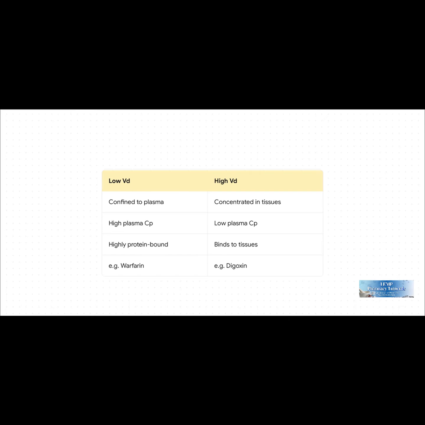So let's look at the two extremes. If you get a low VD, that tells you the drug is basically stuck in the bloodstream. It's probably a big molecule, or it's tightly bound to proteins in the plasma. A great example is warfarin.